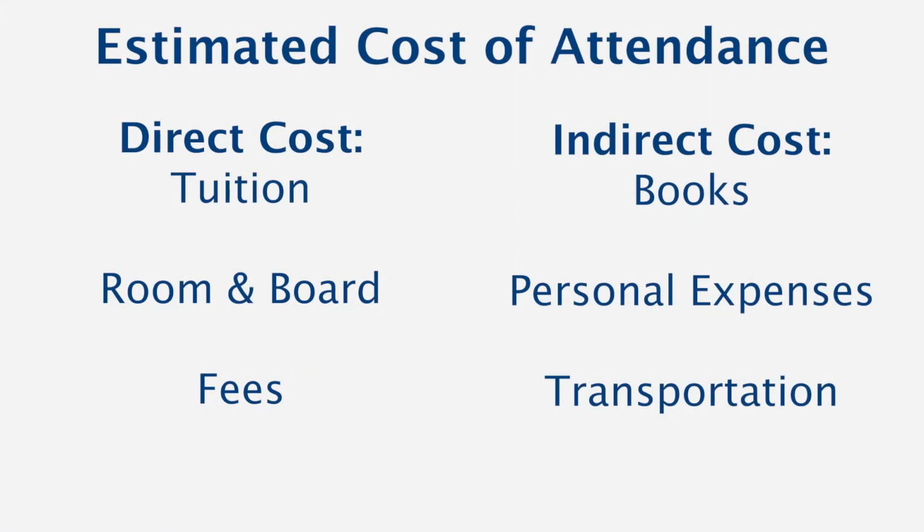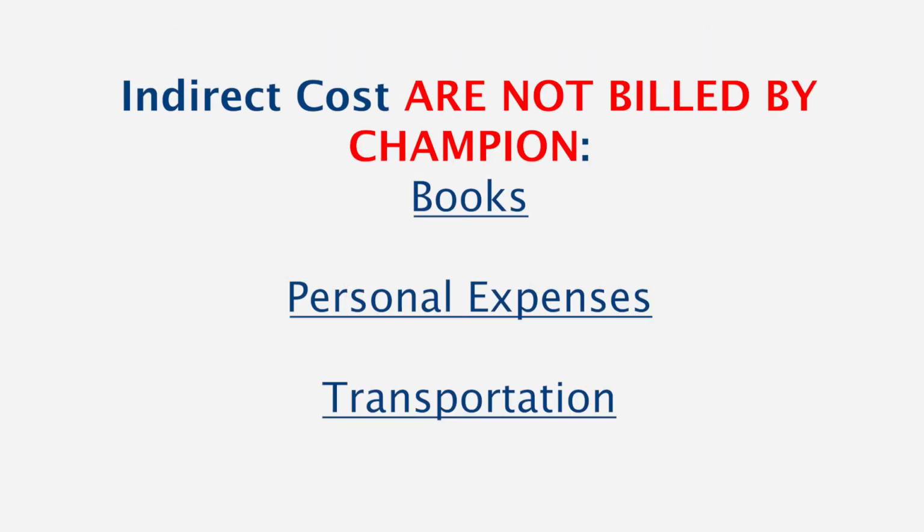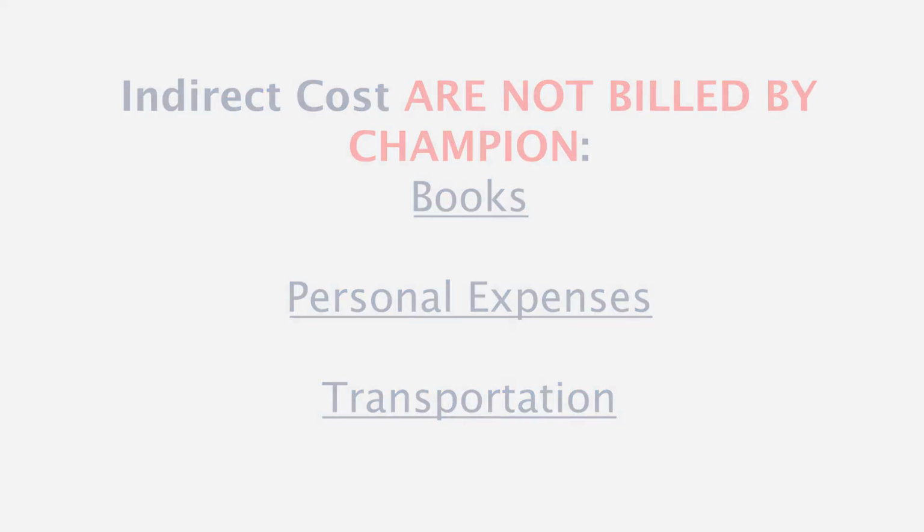The items that are direct billable costs from Champion are tuition, room and board, and fees. The indirect costs are books, personal expenses, and transportation. These are not billed by Champion, but just costs you could accumulate throughout the year. Let's do an example together.